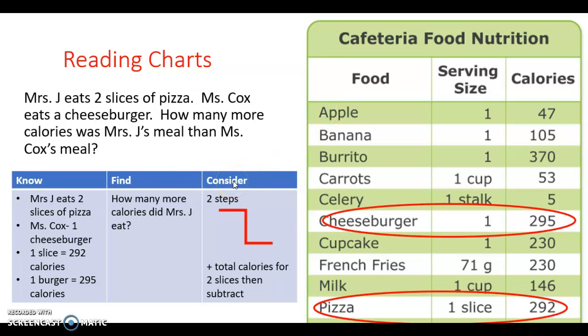All right, now let me consider my steps. Because Miss J eats 2 slices of pizza, but on our chart it only tells us how many calories are in 1, that tells me that I'm going to have to do 2 steps to solve this problem, just like you were climbing stairs. 2 steps, first step and the second step. I'm first going to have to figure out how many total calories were in Miss J's meal. So I'm going to have to add in order to figure that out. I could also multiply if I knew how to multiply 292 times 2. Second, after I figure out how many calories are in Miss J's meal, then I'm going to need to subtract to figure out how many more calories Miss J's meal was than Miss Cox's meal. All right, let's solve this problem now that we know exactly how to tackle it.